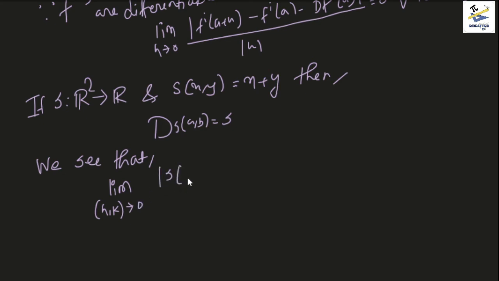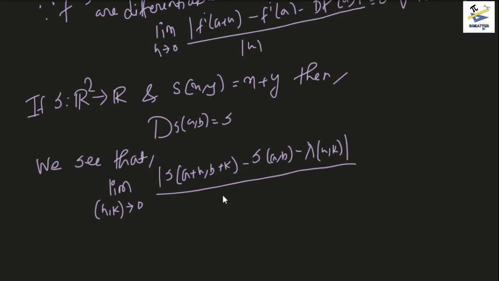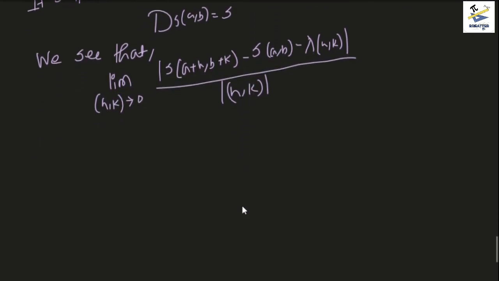S of a plus h comma b plus k minus s of a comma b, and we are calling the linear operator lambda of h comma k, which is basically s itself. Now we want this limit to be 0, or we want to prove that this limit is 0. So let us see how we can do that.